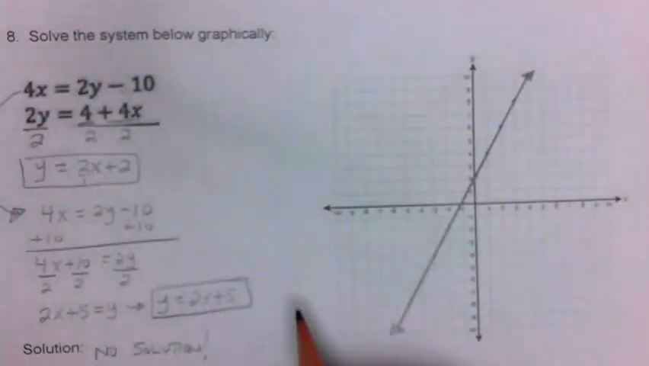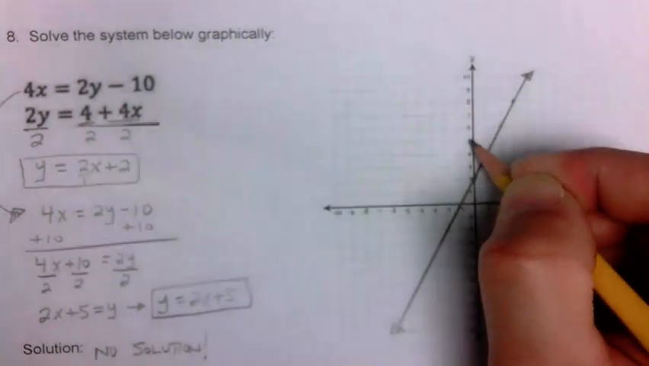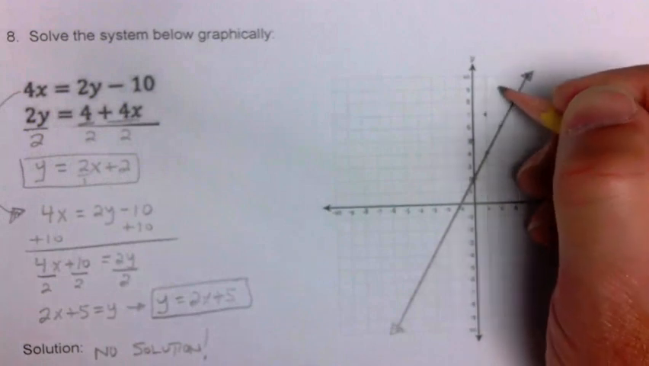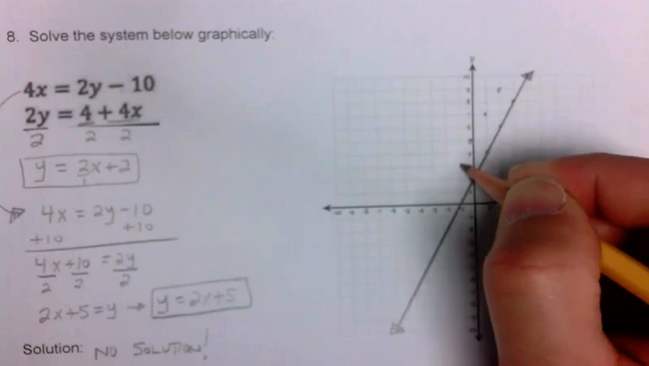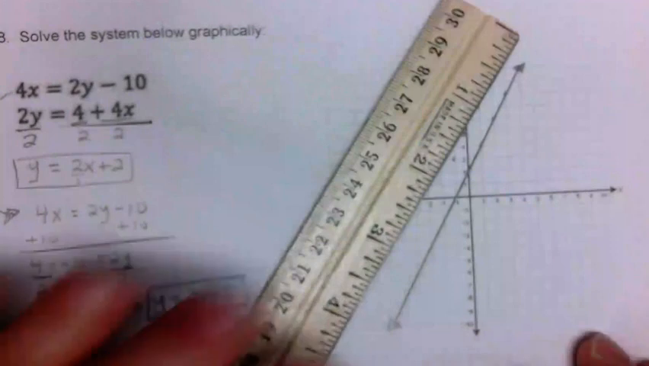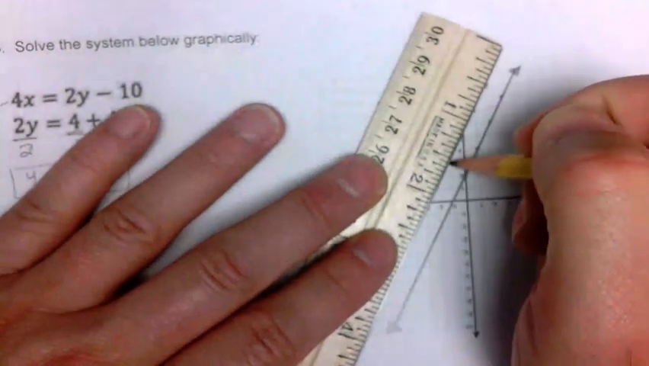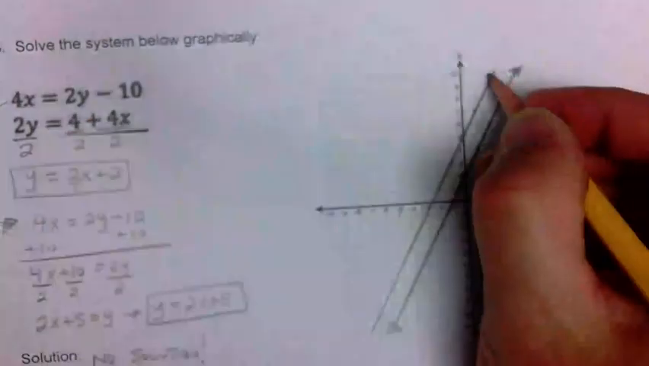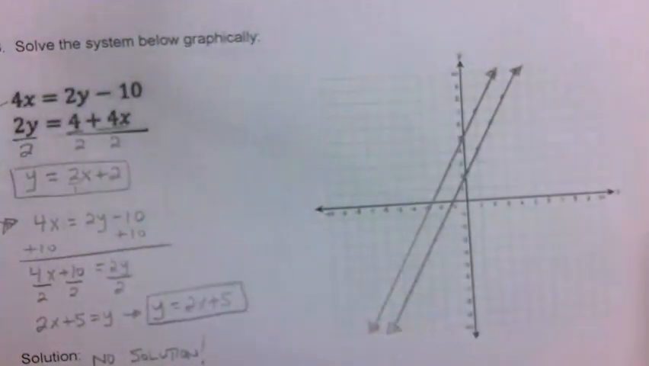Our second line is going to start at 0, comma 5, since that's our b value. And then again, it's the same rule. Go up 2, right 1, up 2, right 1. And I'll do one more. I'll go back to the y-intercept and go down to the left 1 to just get another point. And then again, I'm going to connect those. And you can see pretty clearly we have two parallel lines that will never intersect, therefore no solution.